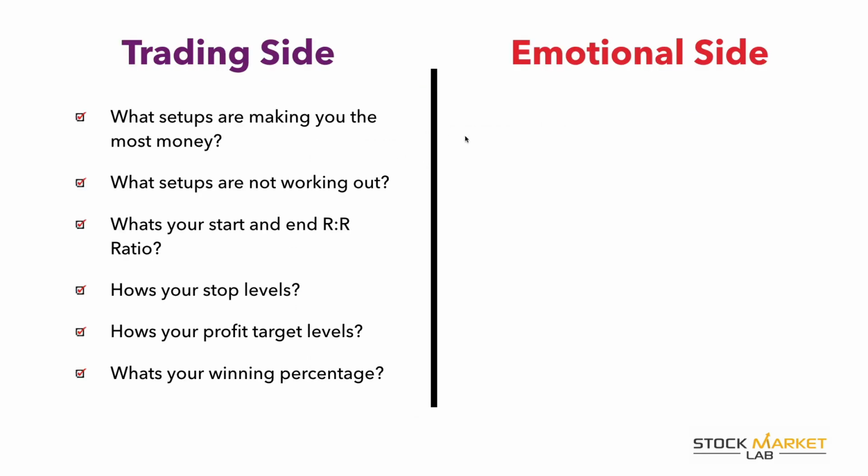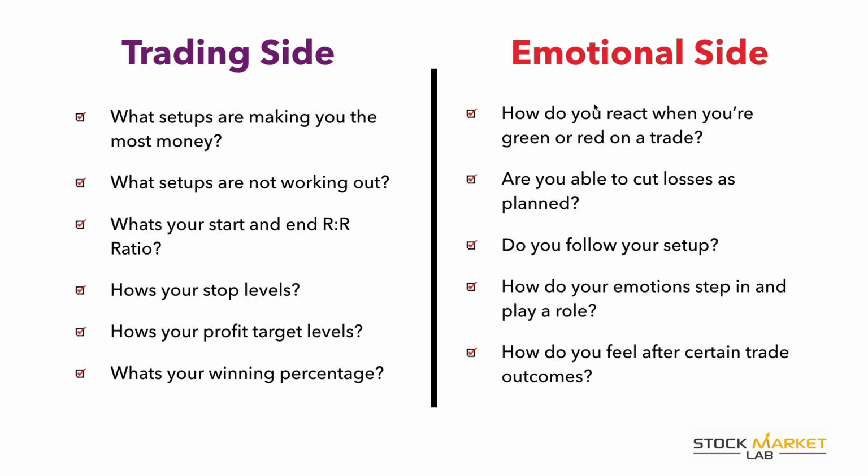So on the trading side, you look at stuff like, what setups are making you the most money? What setups are not working out? What's your start and end risk to reward ratio? How are your stop levels? How are your profit target levels? What's your winning percentage? On the emotional side, you'll have questions such as, how do you react when you're green or red on the trade? Are you able to cut losses as planned? Do you follow your setup, or do you not follow it? How do your emotions step in and play a role? Do your emotions even step in? And how do you feel after certain trade outcomes?